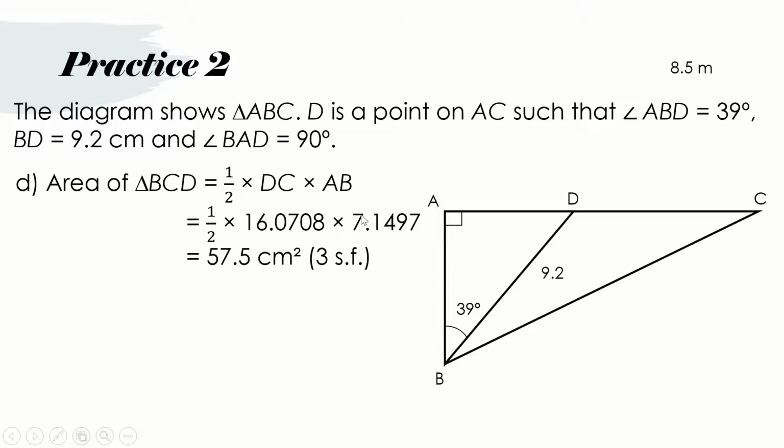Okay, part D, area of BCA. So remember, half times base times height. So half times DC, which is 16.0708, times AB, which is the height, 7.1497. You get 57.5 square centimeters, correct to 3 significant figures.